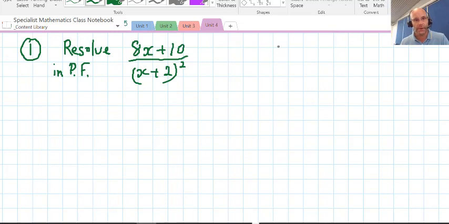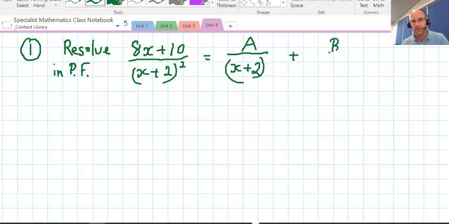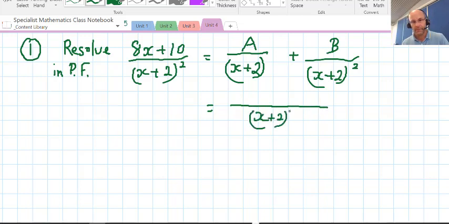So let's resolve (8x + 10) over (x + 2) squared into partial fractions, and we have a repeated linear factor there of x + 2. So in accordance with case 2, this yields partial fractions, as you can see on the screen, coming up now. Okay, now once we give them the same denominator on the right hand side, using fraction addition, you'll see that we get this.